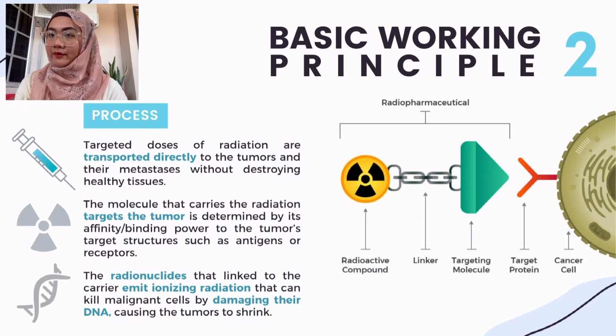Radiopharmaceutical for therapeutic purposes transports a targeted dose of radiation directly to the tumors and their metastasis without destroying healthy tissues. The molecule that carries the radiation to the tumor is determined by its affinity or binding power to the tumor's target structures such as antigens or receptors. And then, the radionuclides that link to the carrier emit ionizing radiation that can kill the malignant cells by damaging their DNA and causing the tumors to shrink.